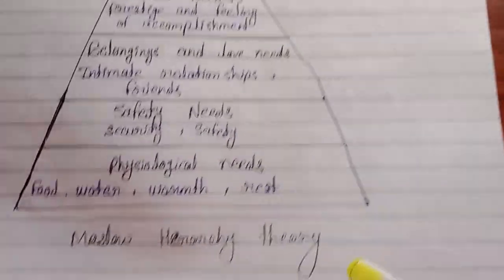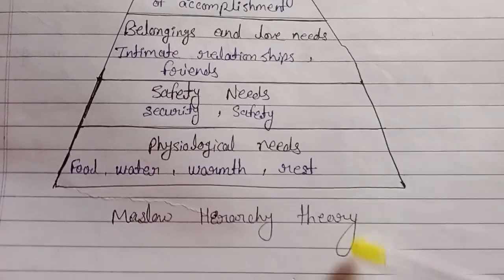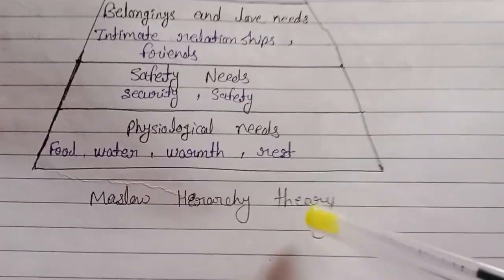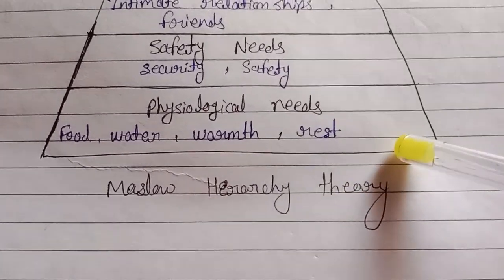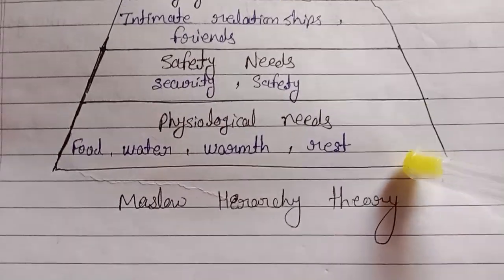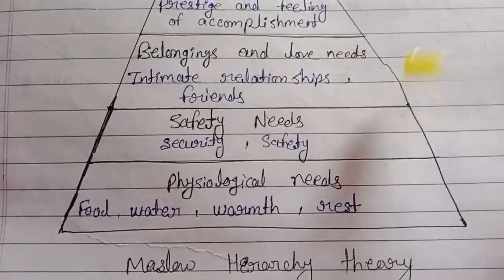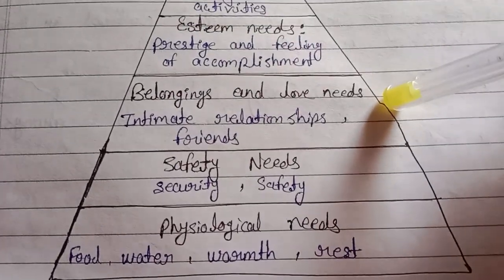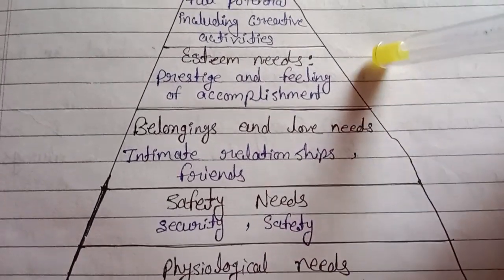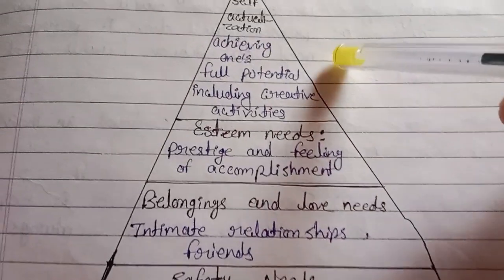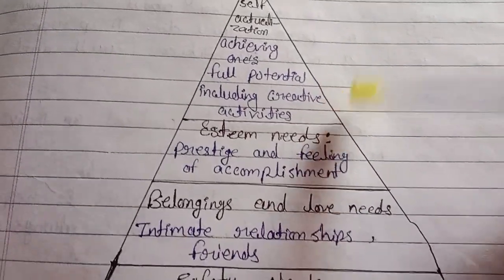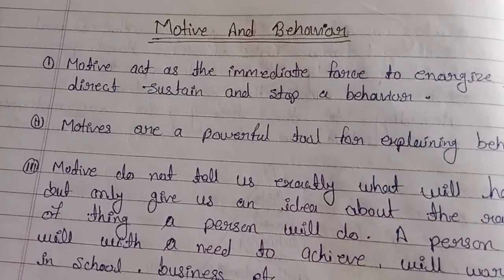Next is Maslow's hierarchy theory, जिसमें बेसिक नीड दी जाती हैं. जैसे फर्स्ट होता है hierarchy में फिजियोलॉजिकल नीड, सेकेंड सेफ्टी नीड, थर्ड बिलोंगिंग एंड लव नीड, फोर्थ इज एस्टीम नीड, फिफ्थ इज सेल्फ एक्चुअलाइजेशन.